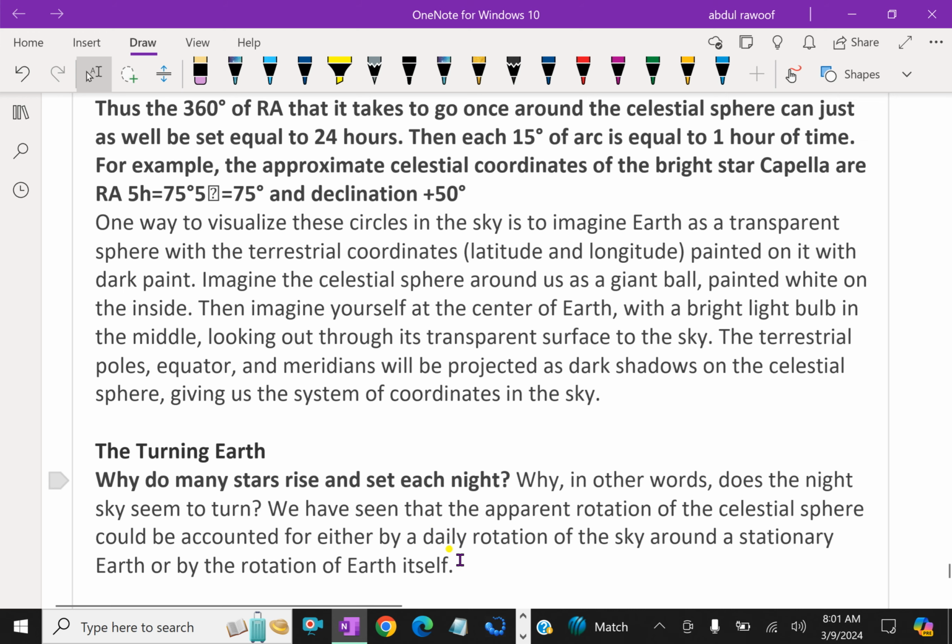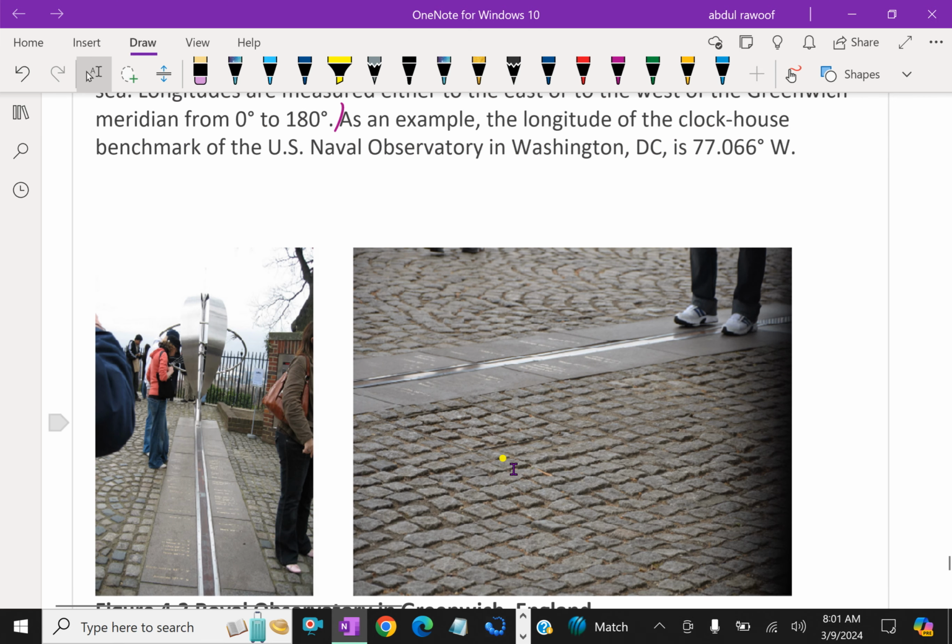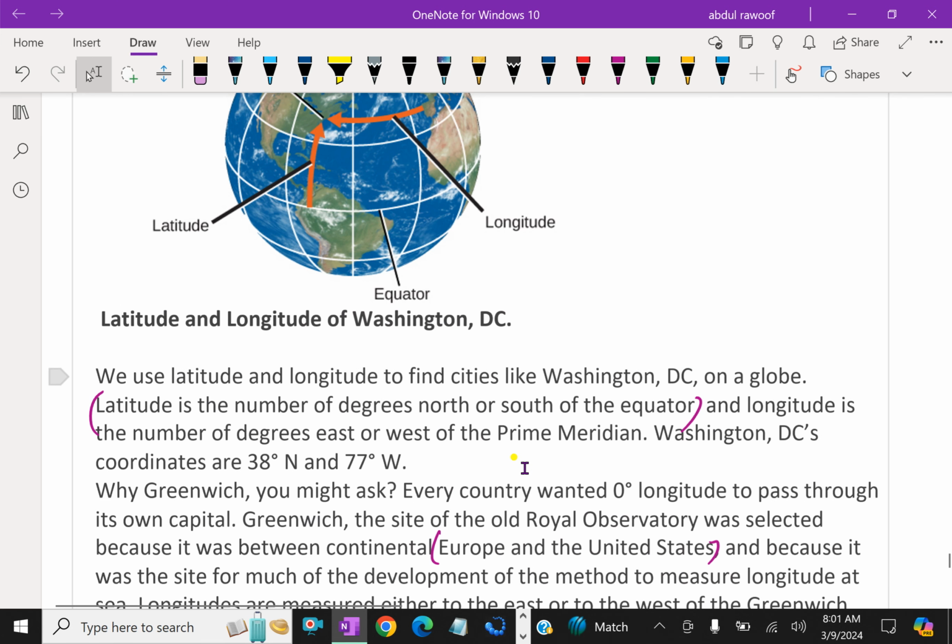So far we have discussed the sky and Earth, its longitude and latitude, and the location of a particular place in terms of longitude and latitude.